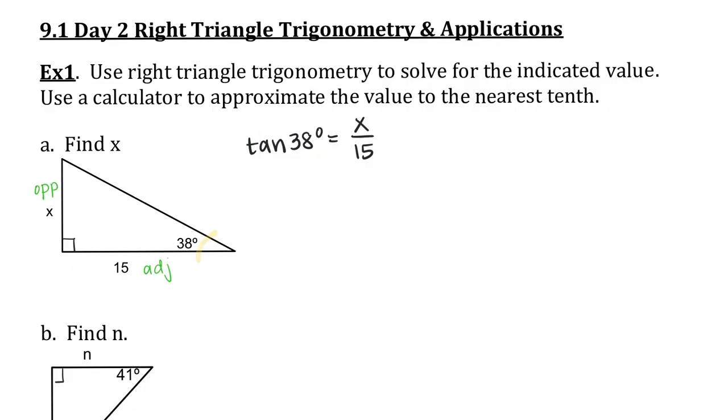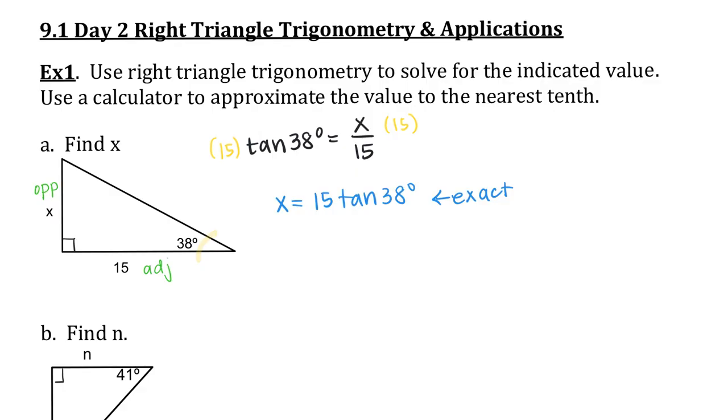And then tangent is opposite over adjacent. Okay, now I need to solve for x. It says use a calculator to approximate to the nearest tenth. Sometimes it doesn't say to use a calculator, so I'm going to write it in exact form as well. So I'm going to times by 15. Okay, now if it said to leave it in exact form, I would actually leave it as 15 tangent 38 degrees. That's considered an exact answer.